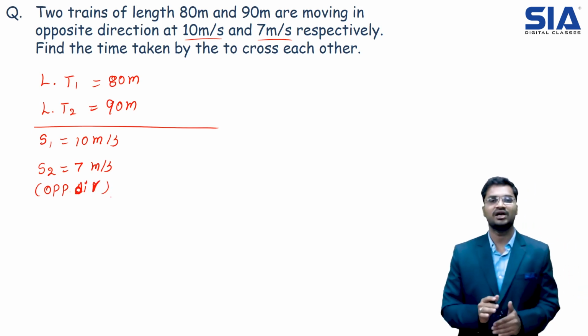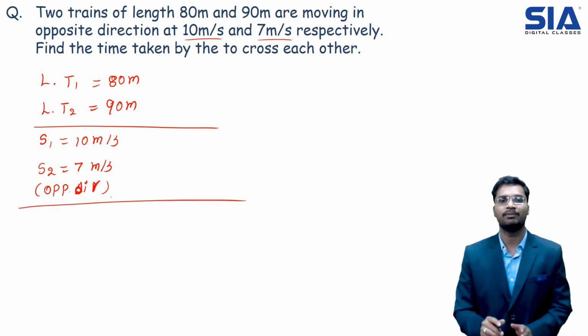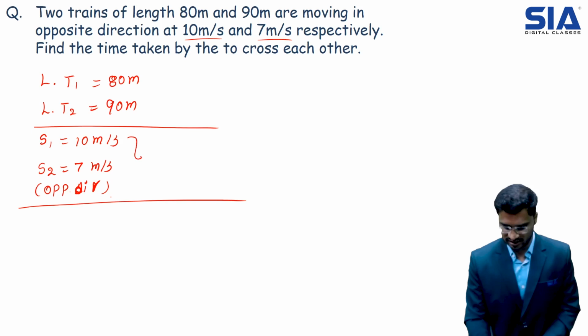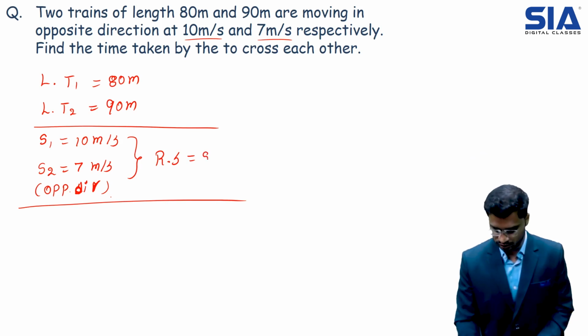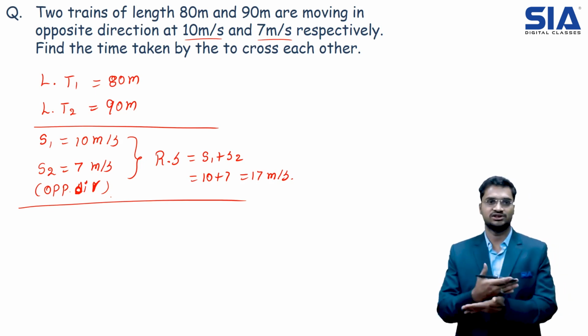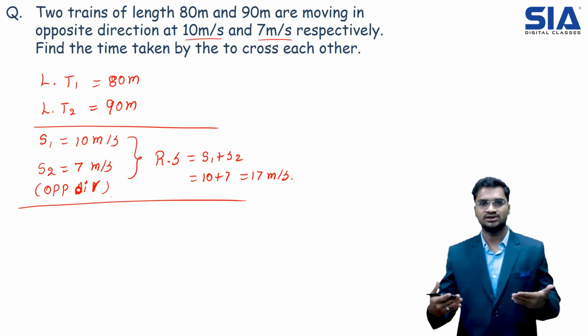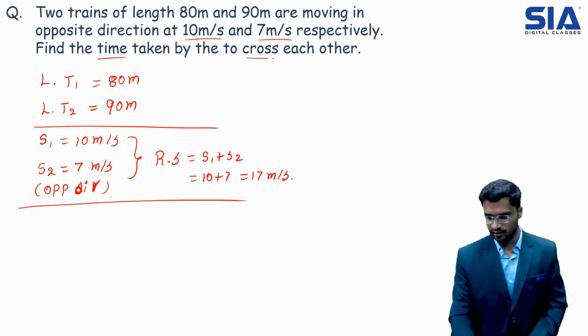So I said that whenever I see the word opposite direction or same direction, I have to apply the concept of relative speed. So let us apply the concept of relative speed here. Relative speed when they are going in opposite direction is x plus y. So s1 plus s2. Then relative speed will become 10 plus 7, which is 17 meters per second, and they are crossing each other. Find the time taken to cross each other.